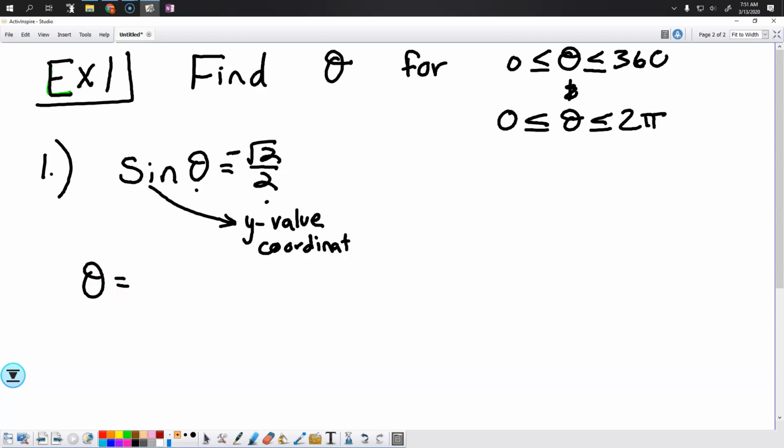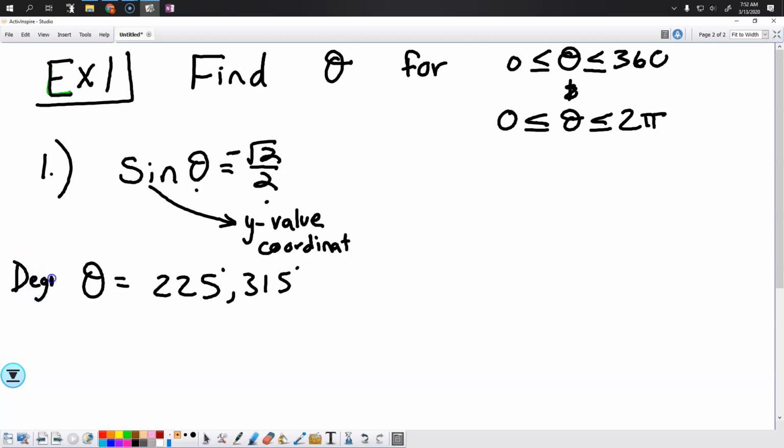Go ahead, Nick. What do you got? Well, there's actually 2 of them. Go ahead. 225. 225. 315. And 315. So do you guys see that on your unit circle where at those angles the y coordinate is negative radical 2 over 2? That's for degrees.